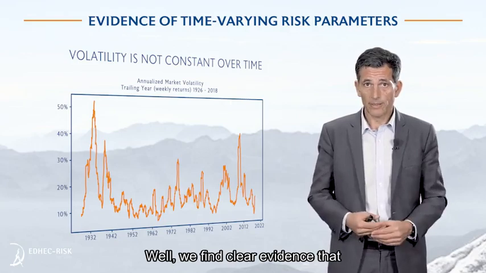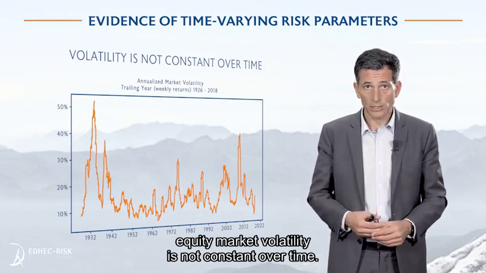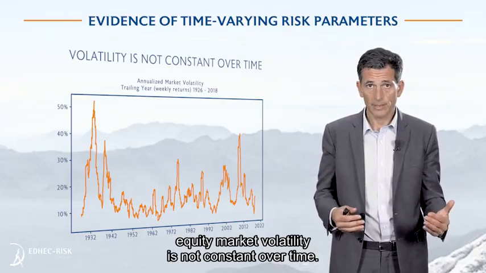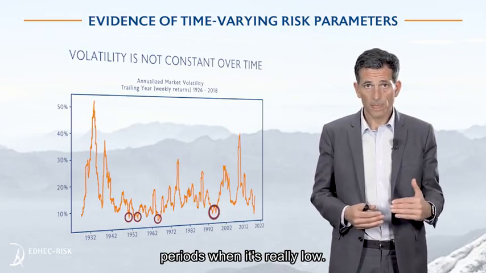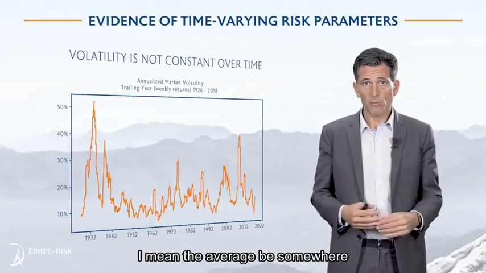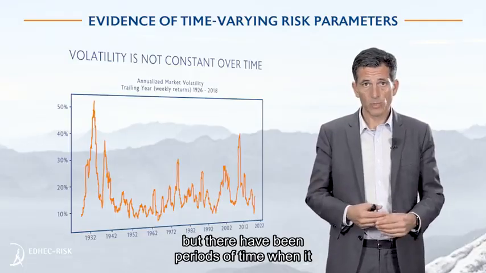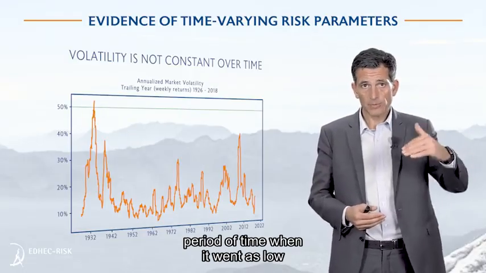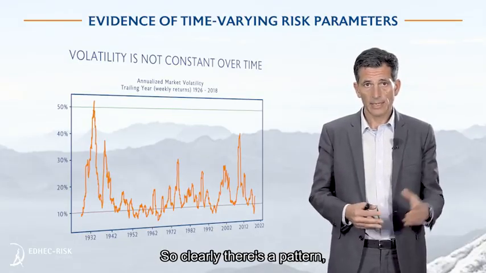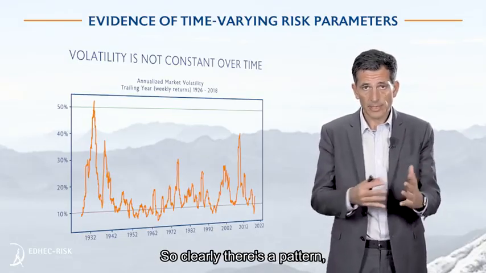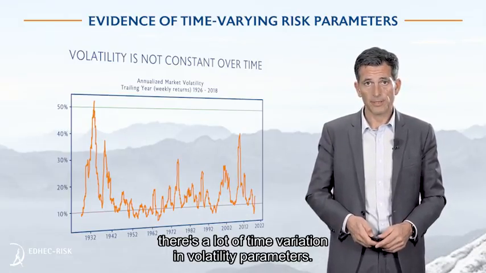Well, we find clear evidence that equity market volatility is not constant over time. There are periods when it's really high, periods when it's really low. The average should be somewhere around, I guess, 20%, but there have been periods of time when it went as high as 50, periods of time when it went as low as 10 or even lower than 10. And so clearly there's a pattern, right? There's a lot of time variation in volatility parameters.